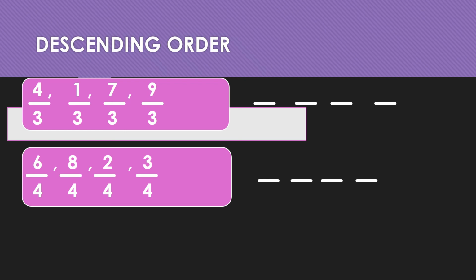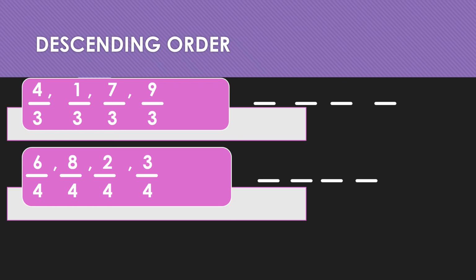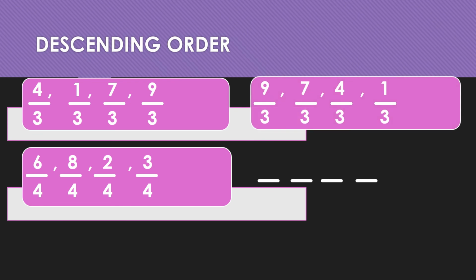So any guesses what would be the descending order? That is from big to small. 9, 7, 4 and 1. So the order would be 9 by third, 7 by third, 4 by third and 1 by third.